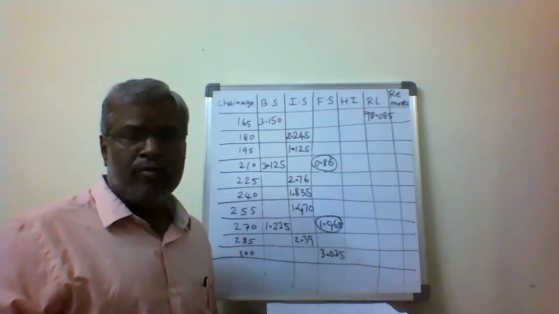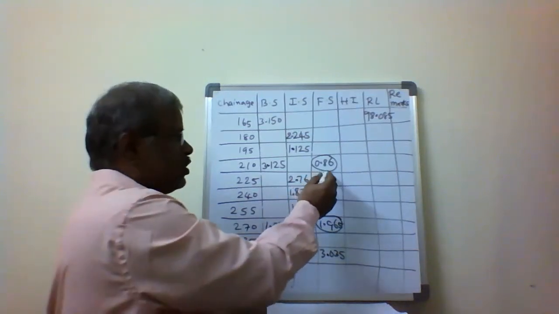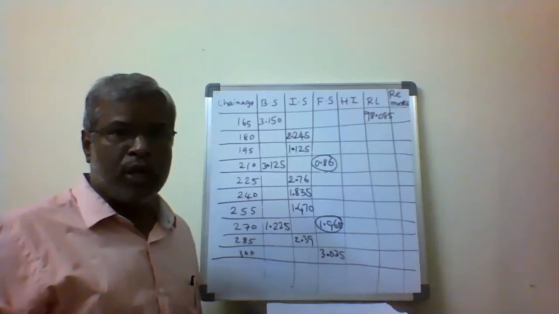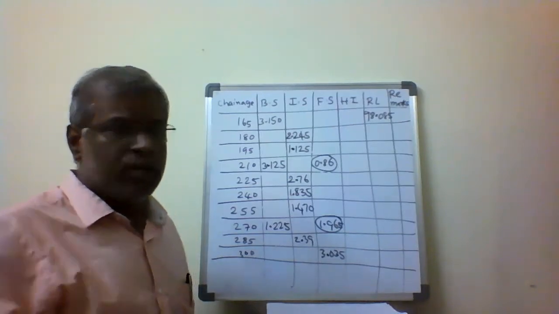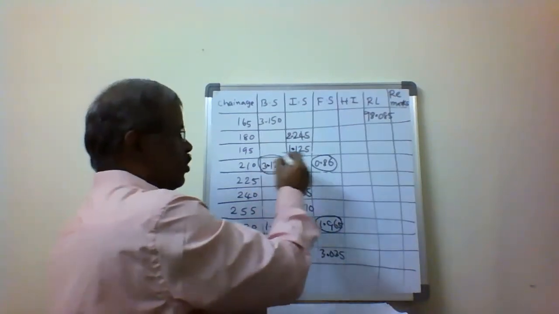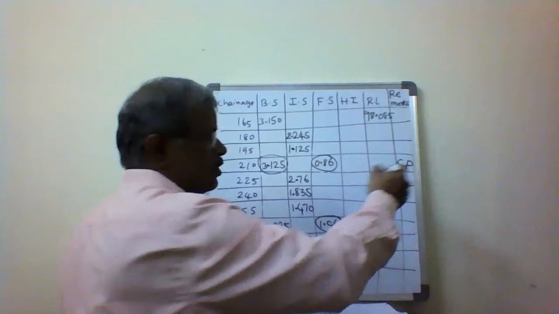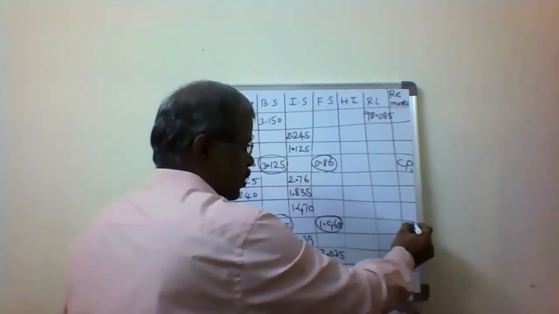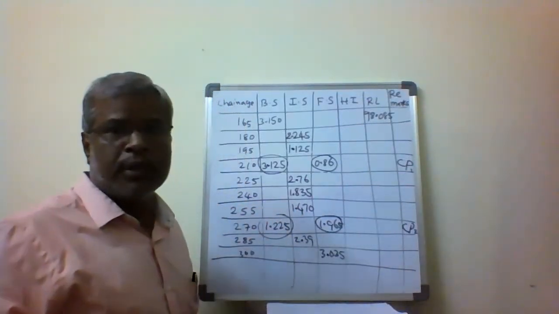Remaining will be, once you are taking the foresight, then at the same point we are going to shift the instrument, then we are going to take the backside on the same point. That's why this point is called a change point. This is change point 1, and this is change point 2.